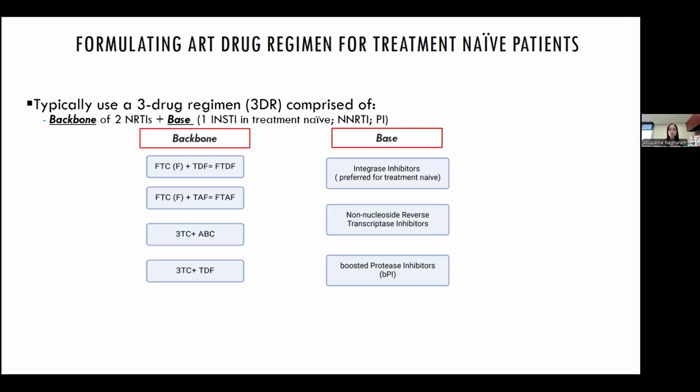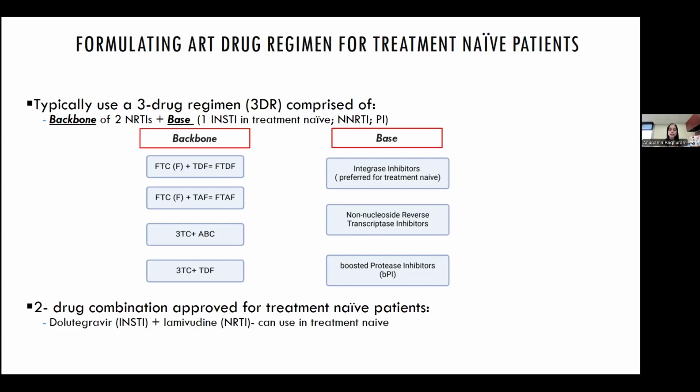Now, as we evolved with drug development and cleaner, newer drugs are starting to come out, there is consideration of maybe can we use just 2 drugs to treat this? And there's 1 2-drug combination that's approved for treatment-naive patients, and that's dolutegravir with lamivudine, okay? So again, I will be focusing today on treatment-naive patients, all right?